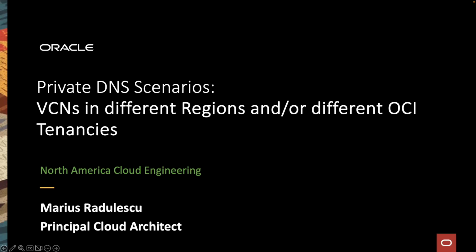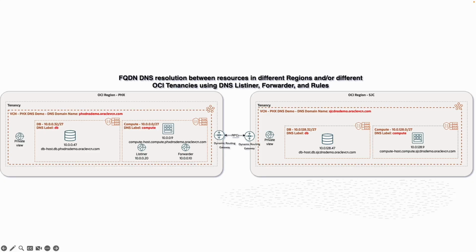Hi everyone. For this demo, I want to show how I can use FQDN DNS resolution to connect VCNs in different regions and/or different OCI tenancies. For this purpose, I have configured two VCNs in Phoenix and San Jose regions. Each VCN has its own unique DNS domain name enabled.